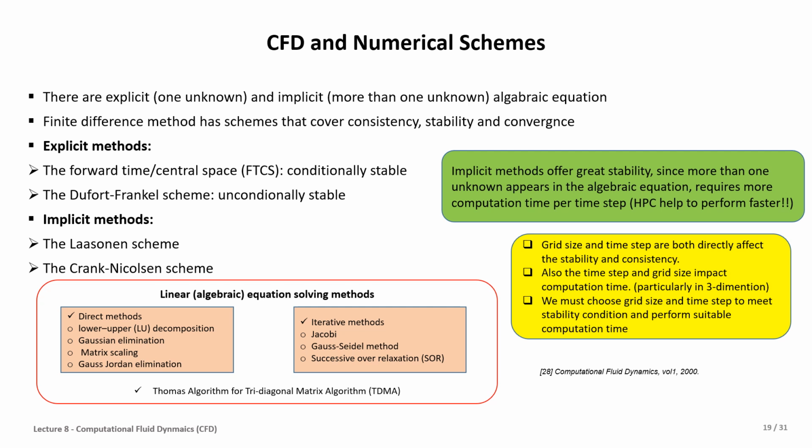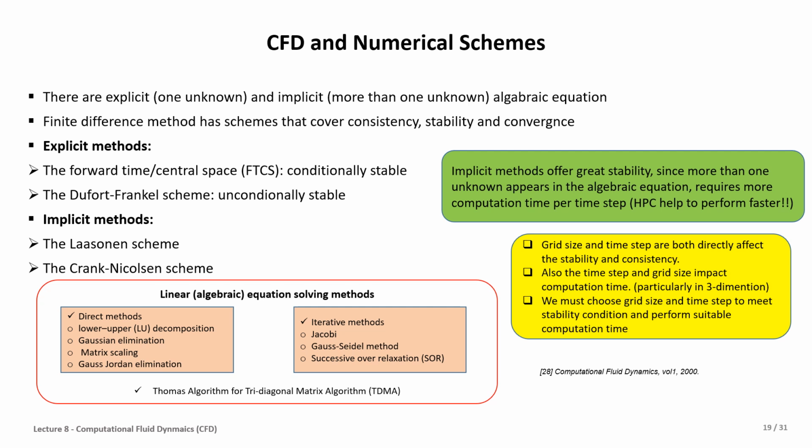Some points about the HPC: the grid size and time step both directly affect the stability and consistency. It means when we have a smaller time step and smaller grid size, we can have much more stability and consistency, however, with a limit, and we need to know this limit. But when we have a fine grid size and also a small time step, it means we need much more computing. So when we are using the setup to have much more stability and consistency, the required computing is higher.